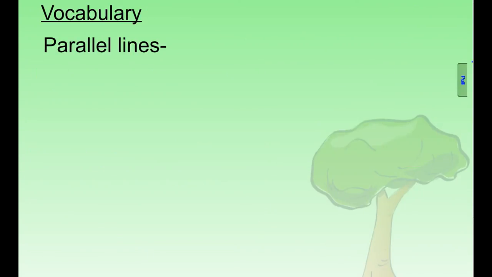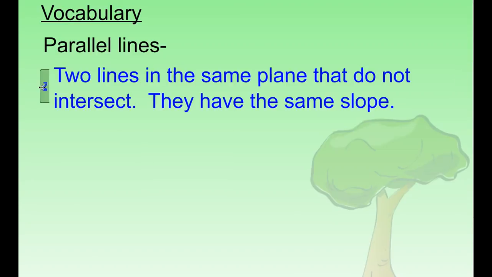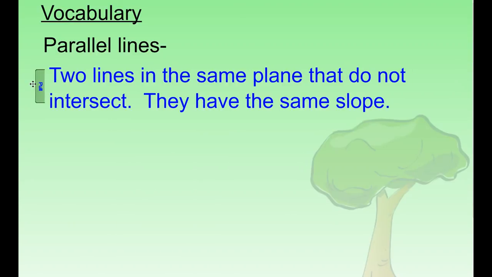Our one new vocab word for this lesson is parallel lines. Parallel lines are two lines in the same plane that do not intersect. So if you have two lines, like this guy, duplicate, those two lines are parallel. They will never intersect. They will never cross. They will never meet. They will always stay apart forever.